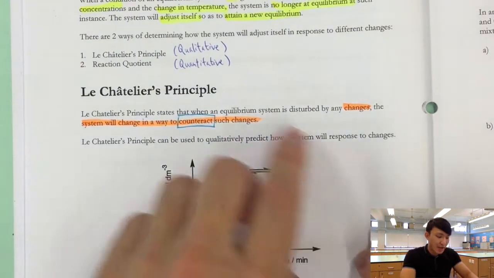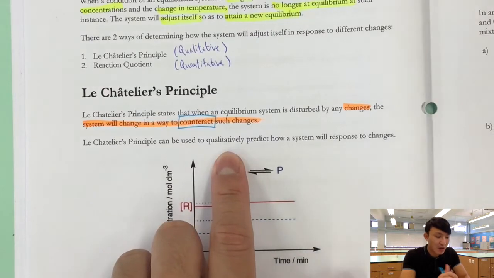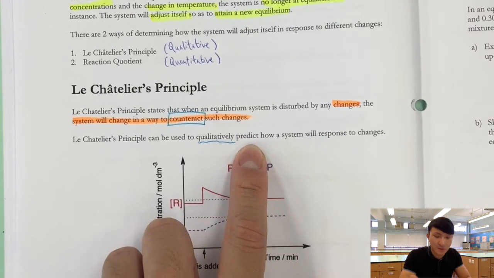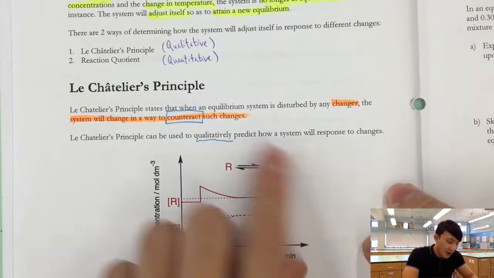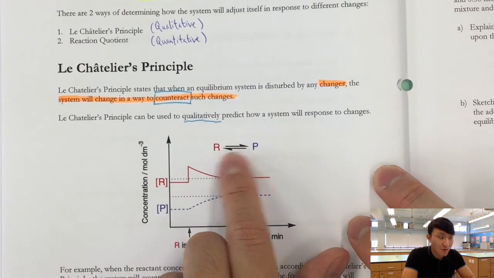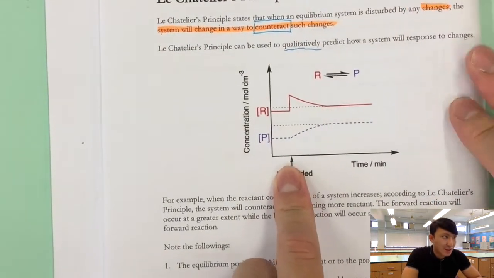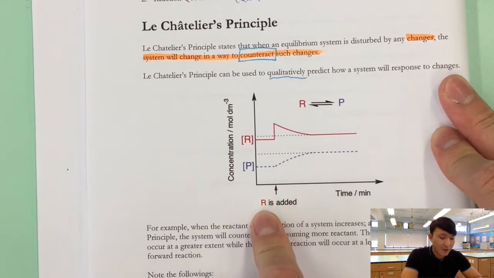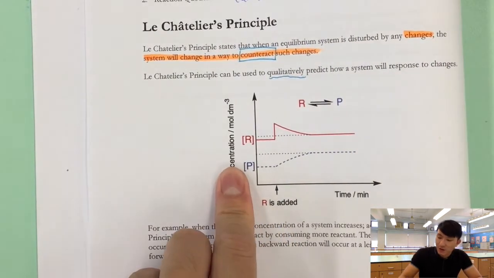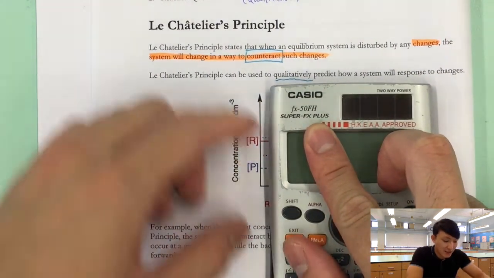Now, let's look at this example and see how the Le Chatelier Principle can be used to qualitatively predict how a system will respond to such changes. Here we have a reaction where R reacts to form P. Look at this diagram. Like I said, in this topic the concepts are very often illustrated using diagrams. First of all, you can mask away these parts. Let's start with the initial part.